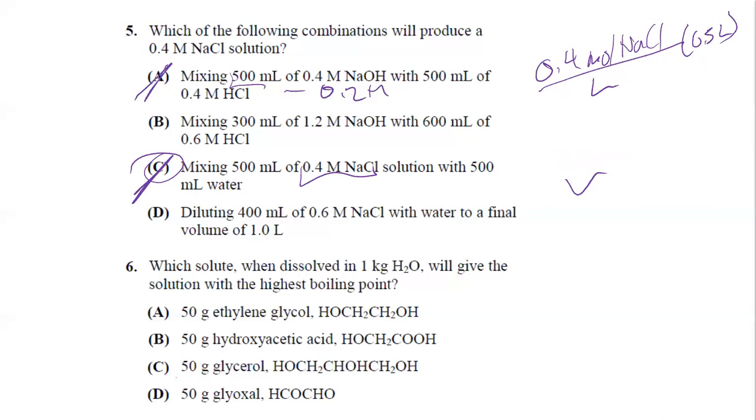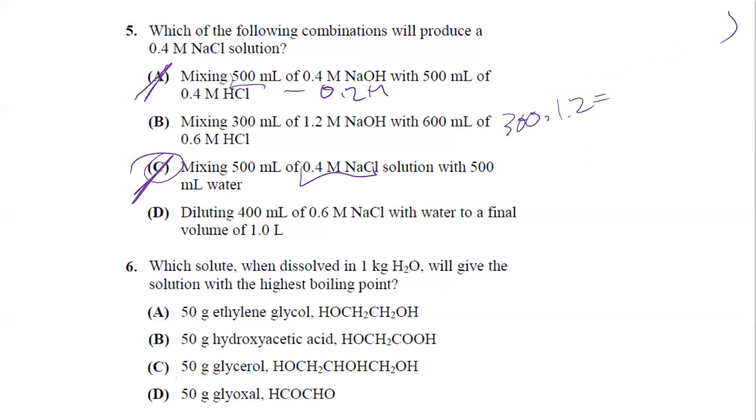For these other ones, we have 300 milliliters of NaOH, so that's going to be 300 times 1.2, and 600 times 0.6. So both of them give me 0.36, and then we have 0.9 from our liters.